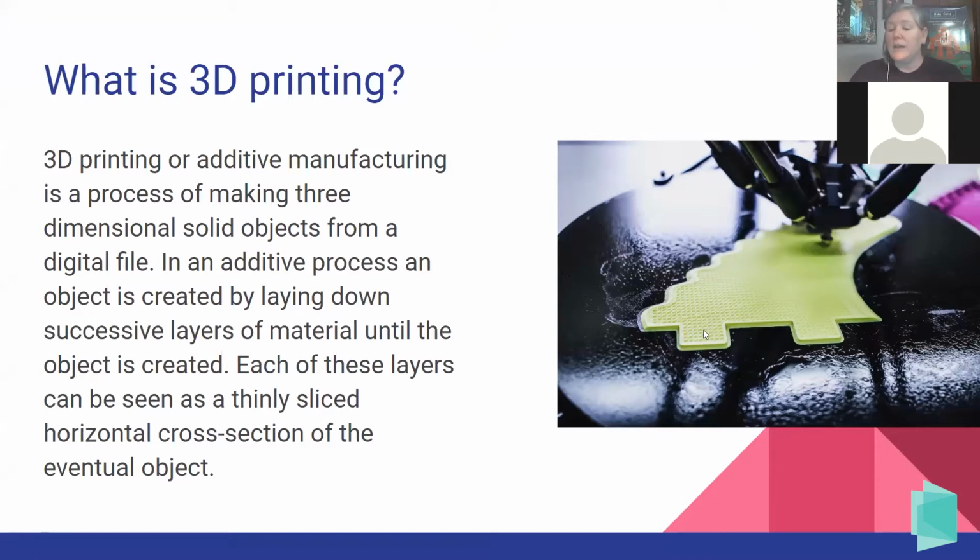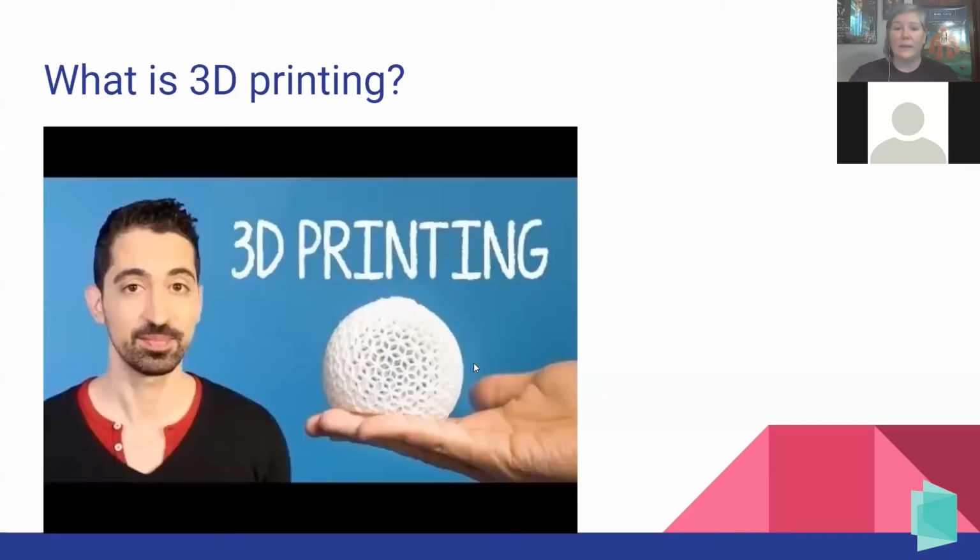And as you can see, it's not necessarily 100% solid. We often will print the outside as a solid piece, and then the inside will be kind of a cross section, and that just saves material without reducing any strength.